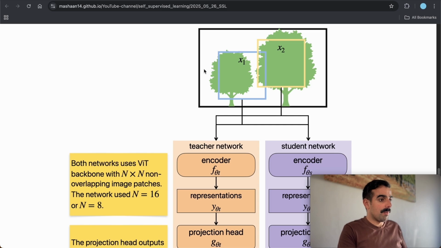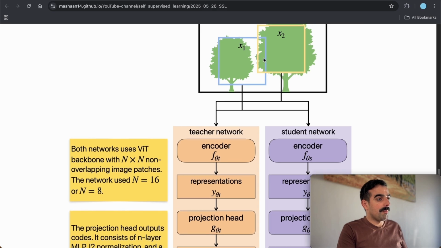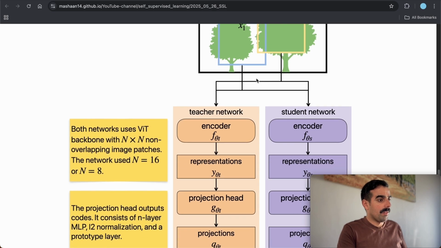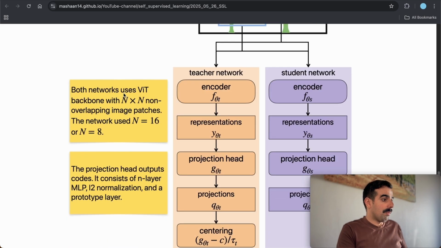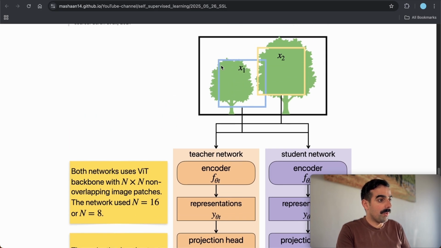So again, they're using multi-crops, but here I'm just visualizing the global crops. They take from each image two global views, and they feed these two views to the teacher network and to the student network. For both networks, they're using a ViT backbone with n by n non-overlapping image patches. The network used either 16 or 8, so we are dividing the global view into 16 by 16 or 8 by 8.